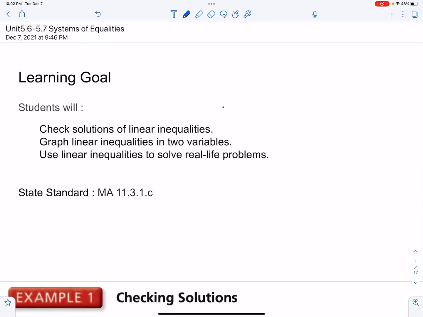Okay, this is going to be the last two lessons of Chapter 5. We're going to kind of combine them because they go well together. You're going to have to pardon my voice here. I'm a little hoarse, but we'll get through it.